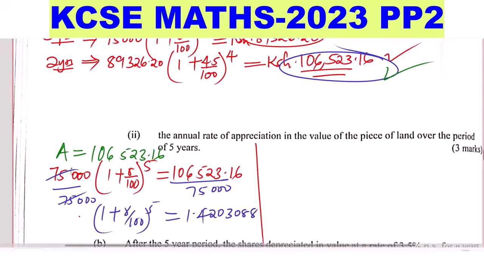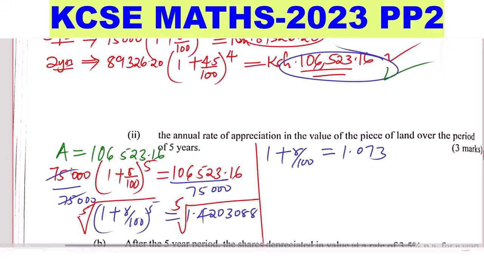So get the 5th root of both sides. You get the 5th root of the left hand side, you remain with 1 + R/100. When you get the 5th root of 1.4203088, correct to 4 significant figures, you get 1.073.